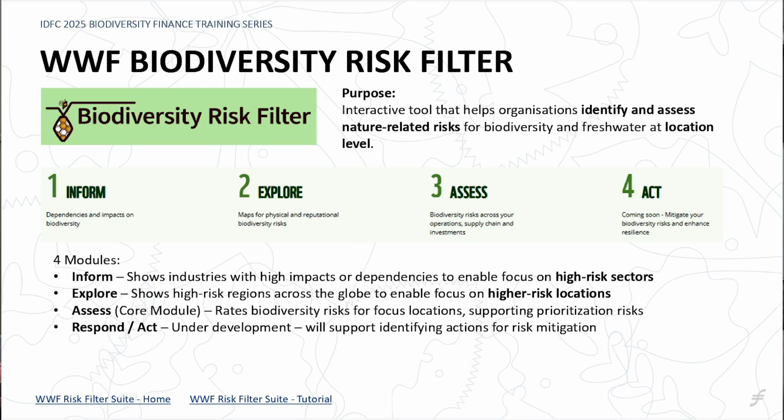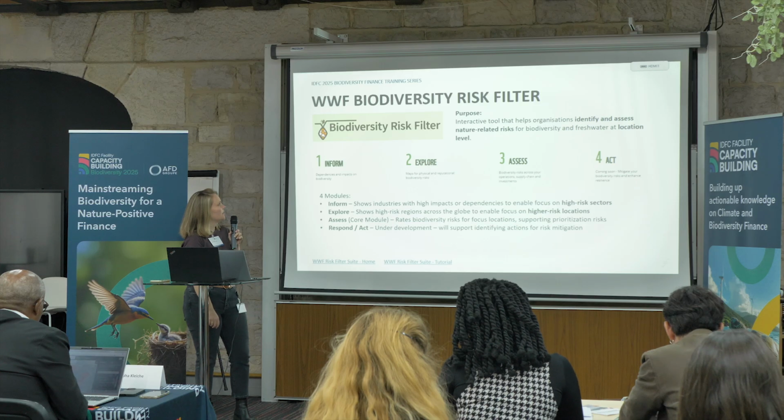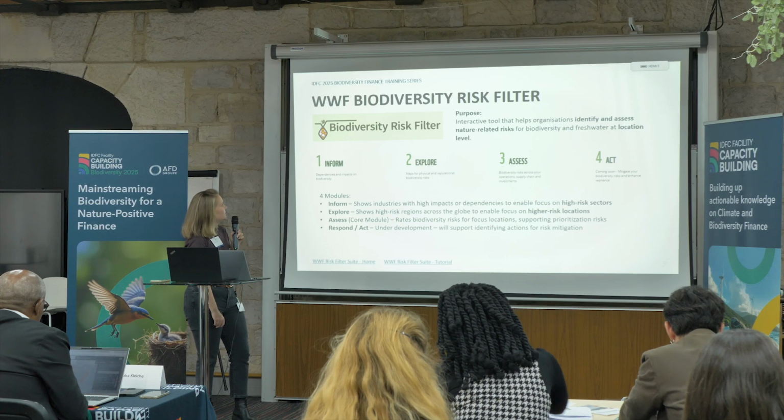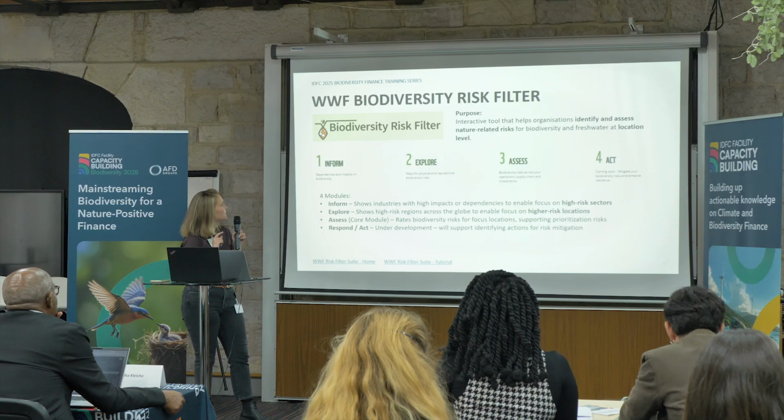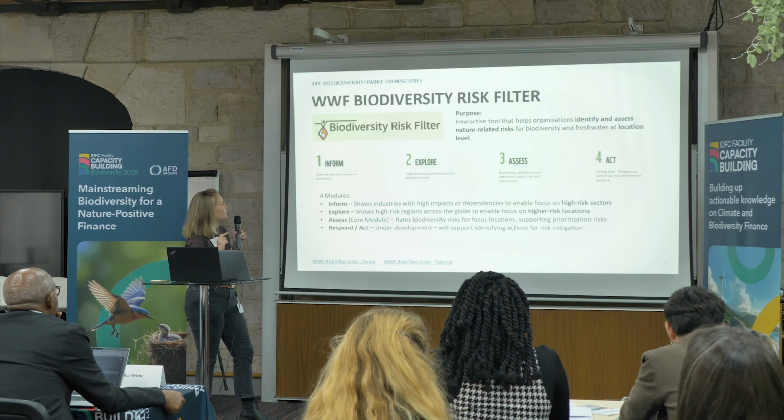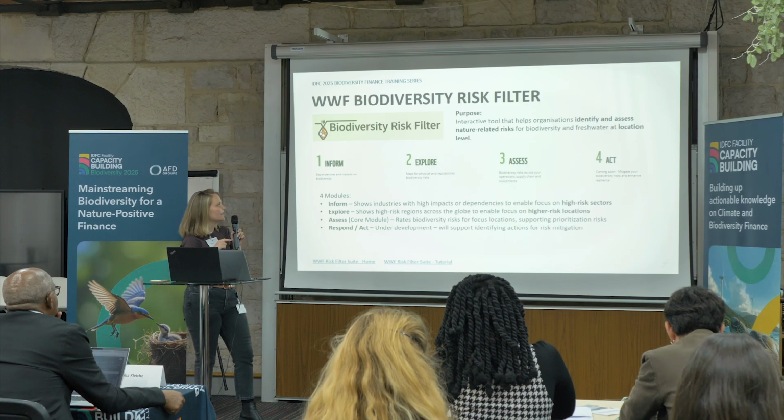So then we can have a look at the WWF risk filter. This is now to identify and assess the nature-related risks on a location level. On WWF, I will show it to you on the website. You have 4 modules: the Inform, Explore, Assess, and Act.